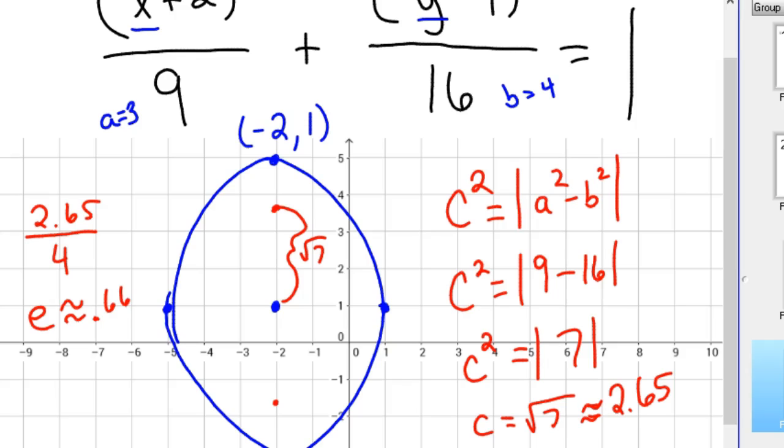In the next video, I'm going to show you how generally, if you don't have it in standard form, to put it in standard form and then graph them. And I'll also do a video on how to find the equation of an ellipse.